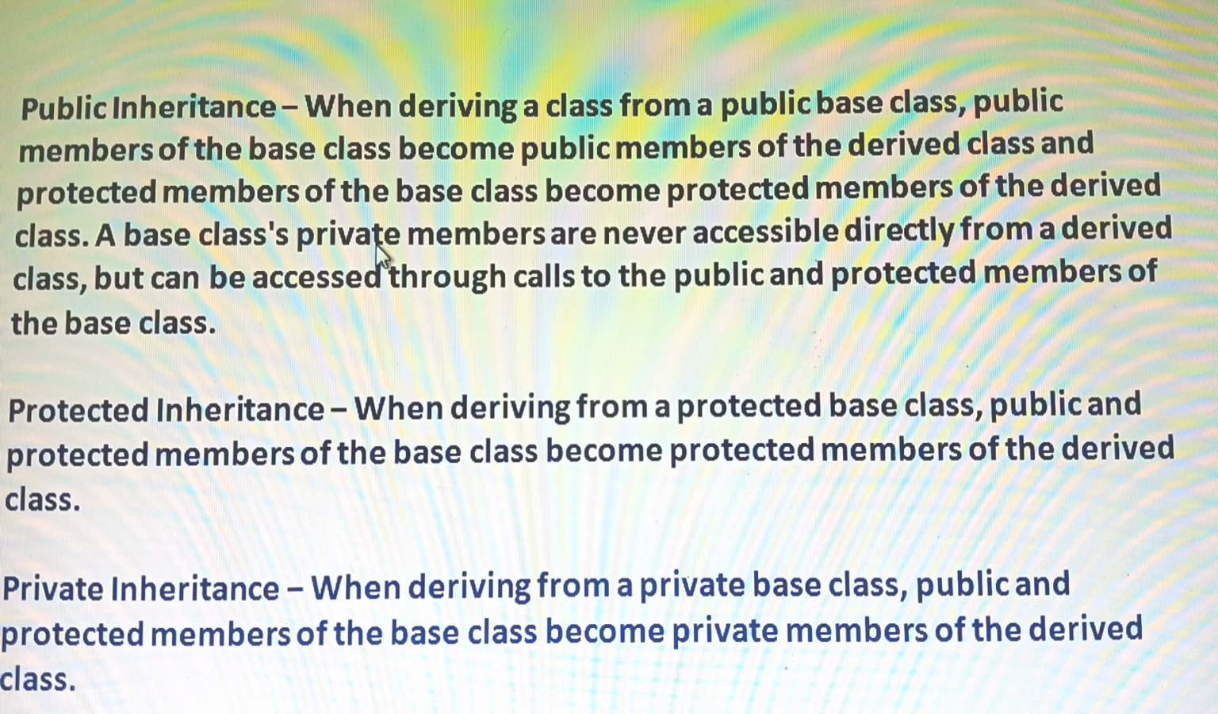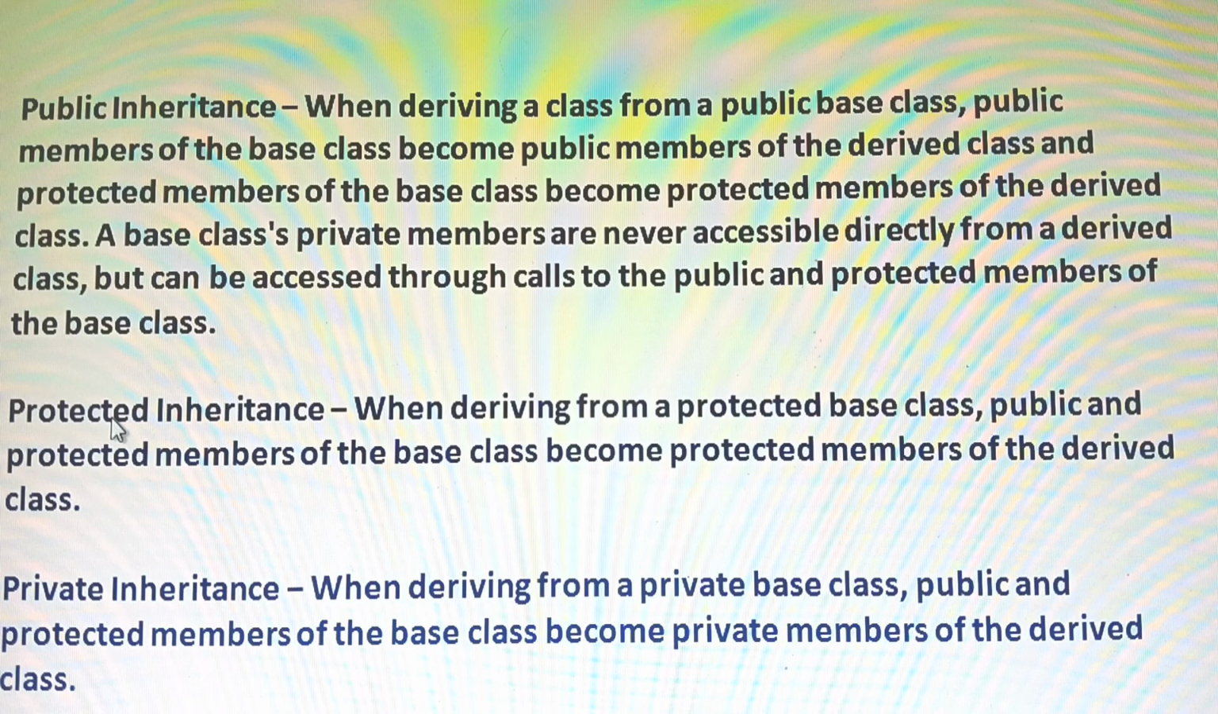In a base class, private members are never accessible directly from the derived class, but they can be accessed through calls to the public and protected members of the base class. If it is private, we cannot access it in the derived class. That is the difference between public, protected and private.